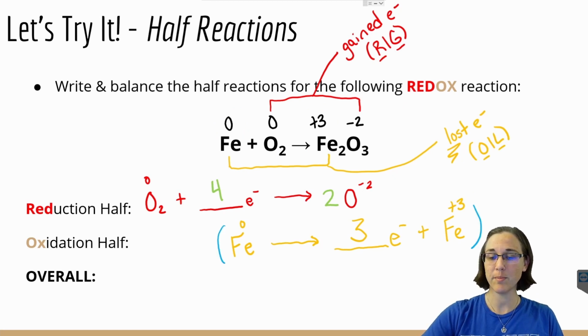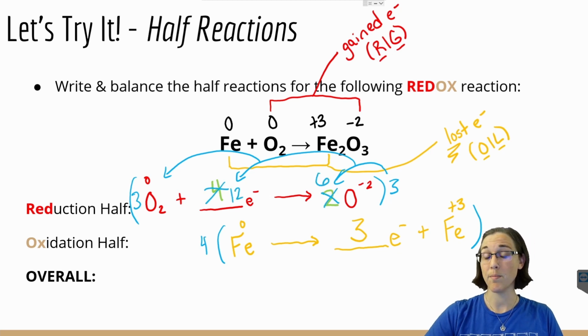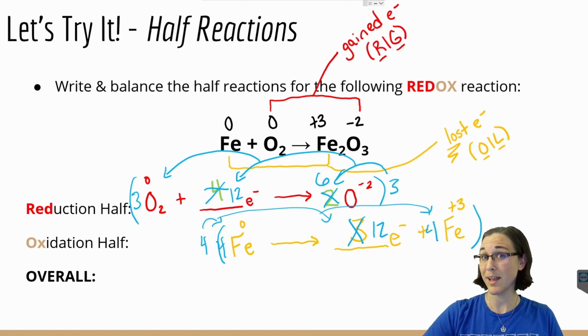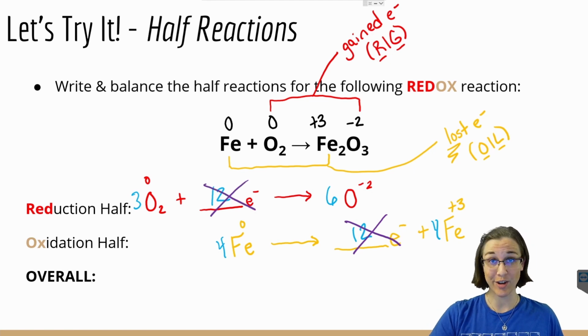Now let's work on balancing our electrons. Down here, if we multiply this entire equation by 4, and up here, if we multiply this entire equation by 3, we can see that the 3 will distribute into all of these spaces, and we'll end up with 3 O2, 12 electrons, and 6 O-2. If we distribute the 4 in, we end up with 4 Fe standard state, 12 electrons, and 4 Fe +3. Now we can easily see that our electrons cancel, 12 electrons gone from both sides, because whatever we lost we had to gain somewhere.